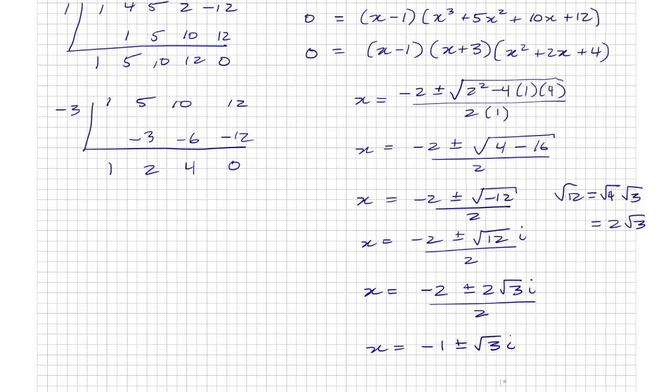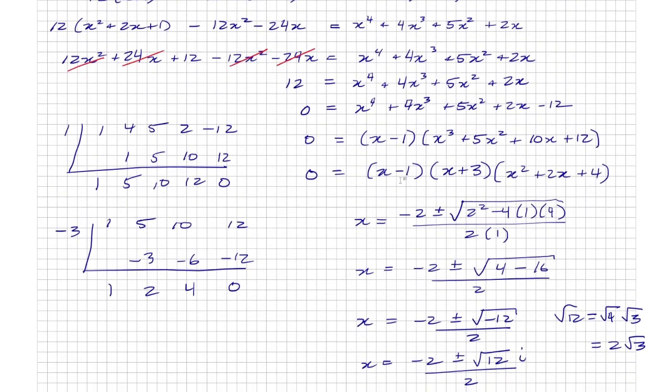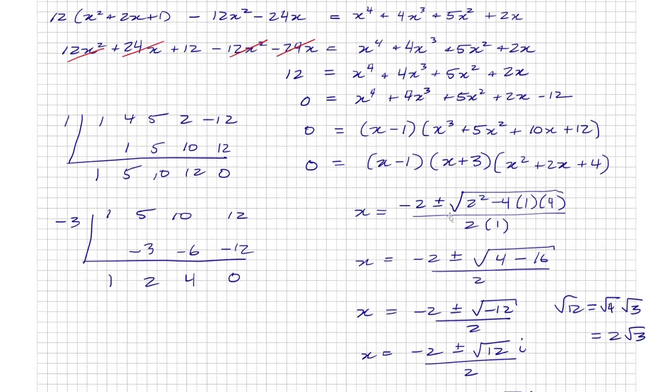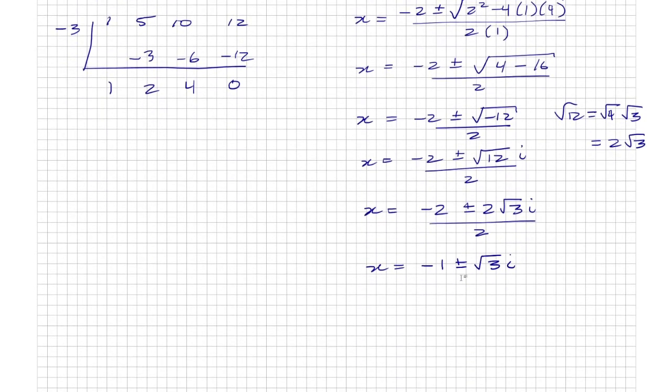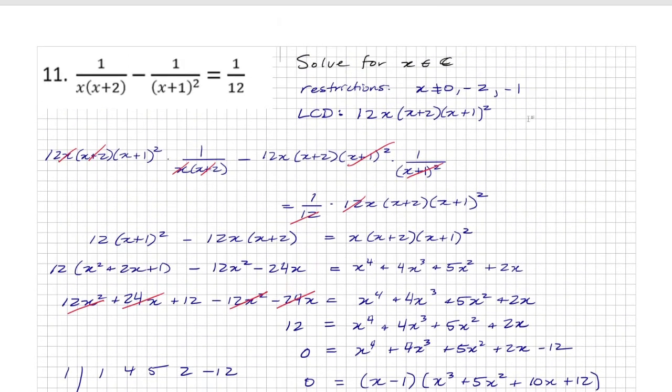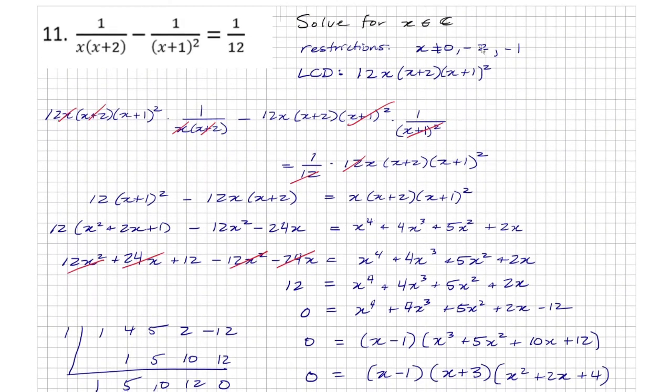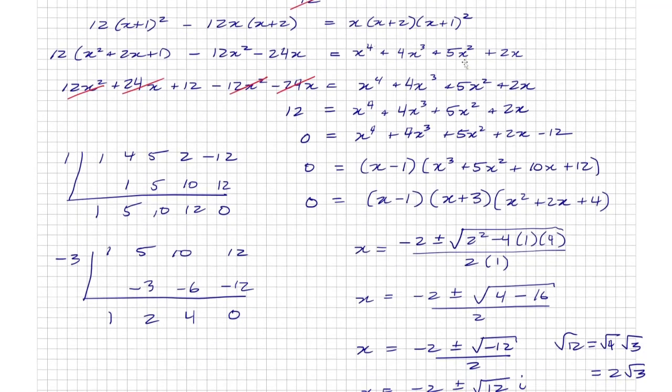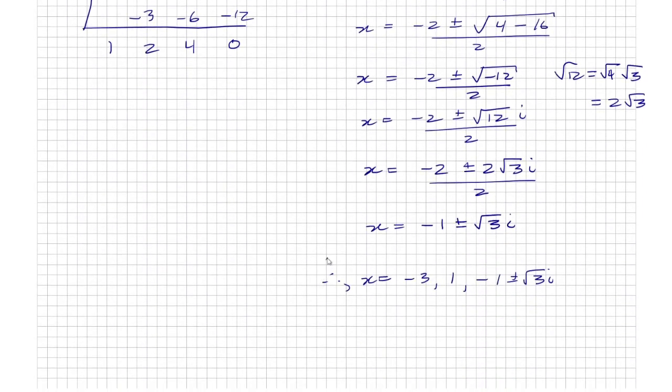Okay, so I have some solutions here. I have 1, I have negative 3 as a solution, and then I have these two solutions right there. So therefore, x is equal to negative 3, 1, and then negative 1 plus or minus root 3i. And I can see that both 1 and negative 3 were not part of my restriction set, so these are in fact the answers to question 11.